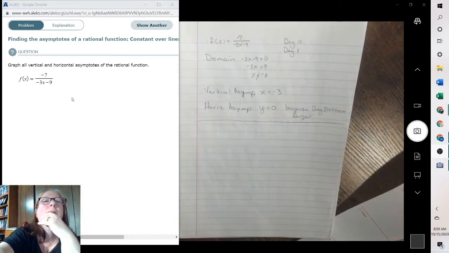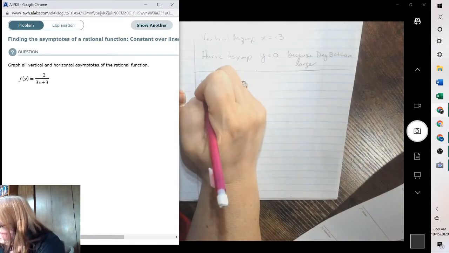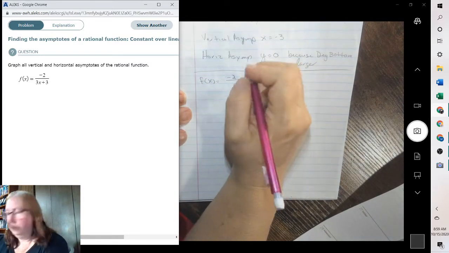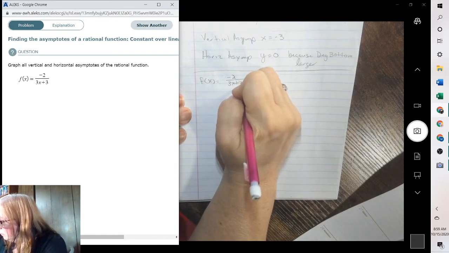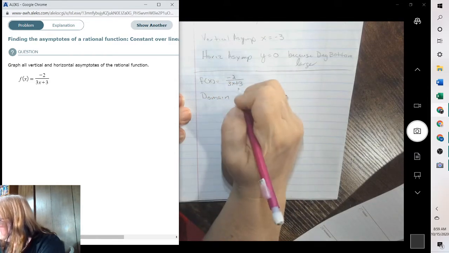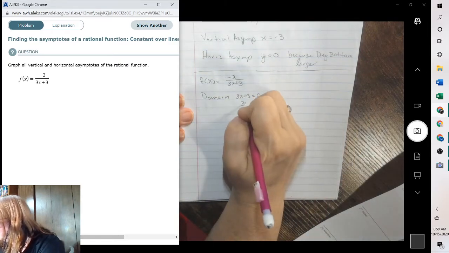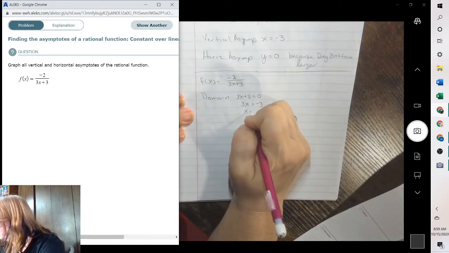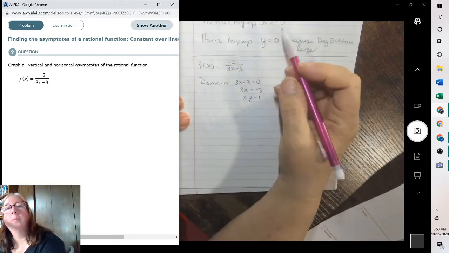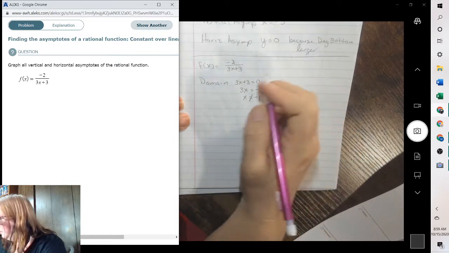Let's try another one. So first you have to find your domain. Setting the denominator equal to 0, we get negative 1. So x can be anything except for negative 1. Since this will not reduce and cancel this factor out, it's a vertical asymptote.